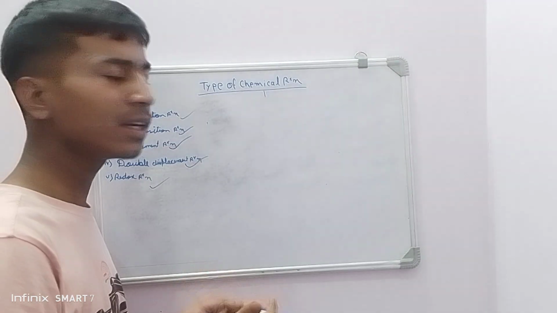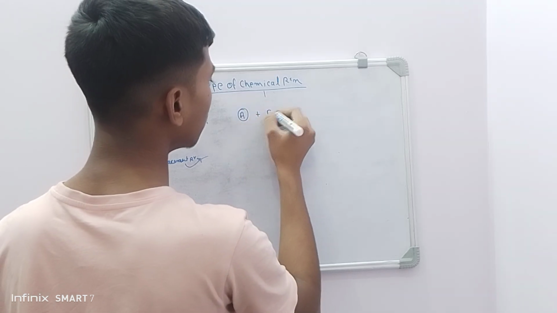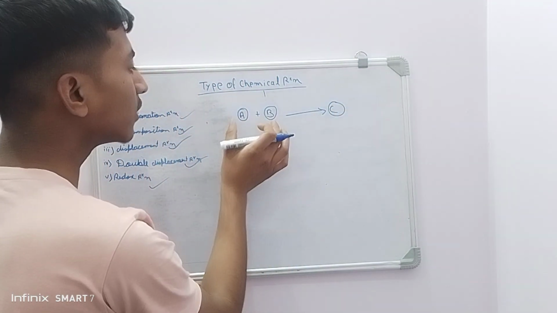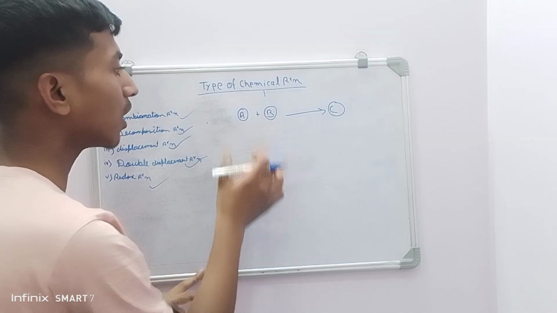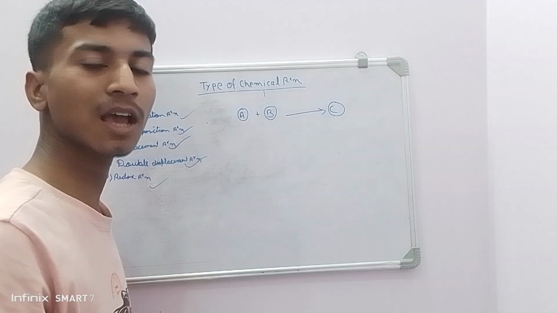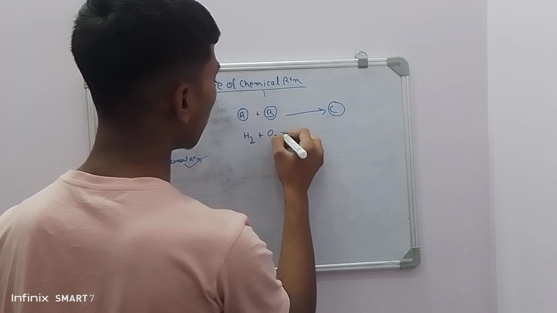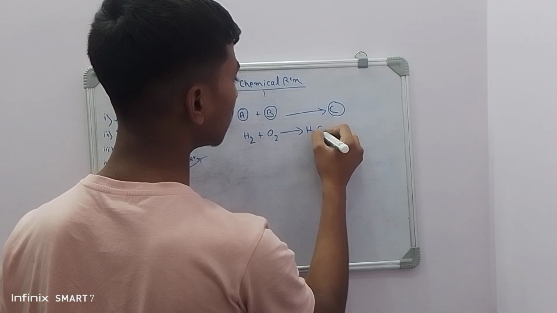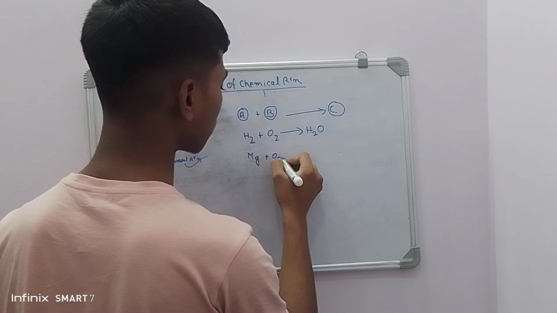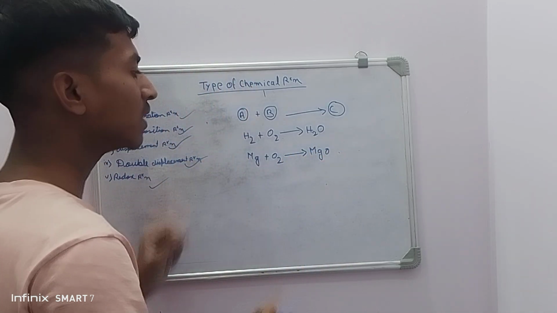So what is the meaning of combination? Let's suppose reactants A and B react to form the product C. In this you can see that the two things A and B combine together to form a product C. This is how combination reactions happen. Just like here, H2 plus O2 combine together to form H2O. And another example, Mg plus O2 combine together to form magnesium oxide. So these are examples of combination reactions.